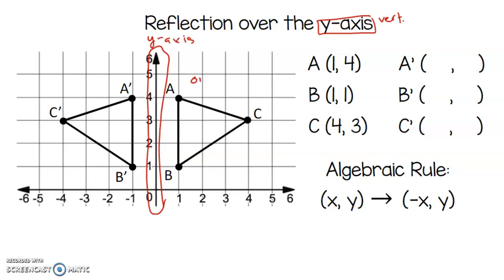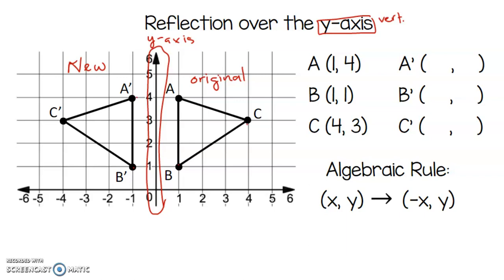And you'll notice we have two triangles. On the right side is the original, and I know it's the original because it doesn't have prime notation. And on the left side, we have our new image, and I know that because it does have the prime notation. So notice if I were to flip over the y-axis, I would get a mirror image. All of those points would land on top of each other if I could fold that paper in half.